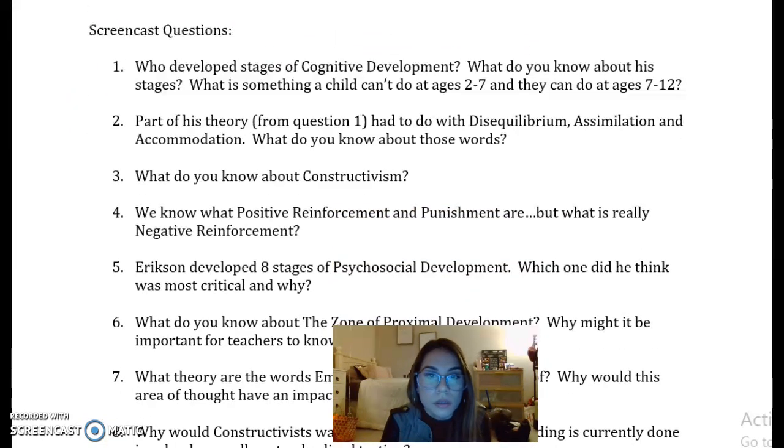All right. So who developed the stages of cognitive development? That was Piaget. What is something a child can't do at stages 2 to 7 cognitively, and can do at stages 7 to 12? So from 2 to 7, it is pre-operational, and stages 7 to 12 is concrete operational.